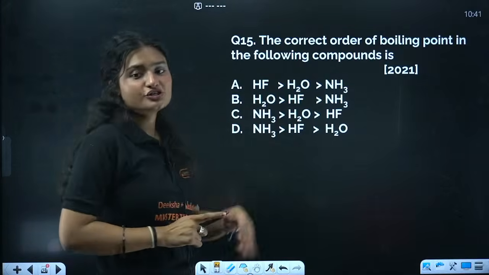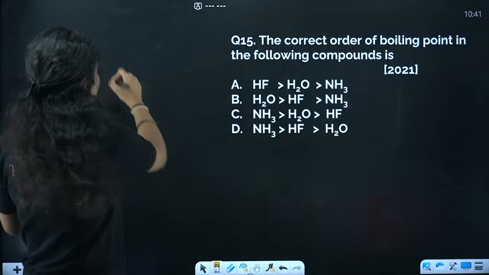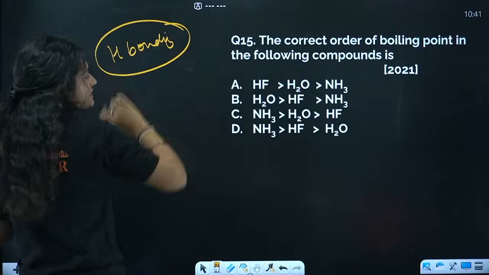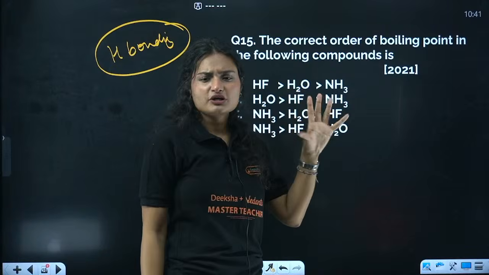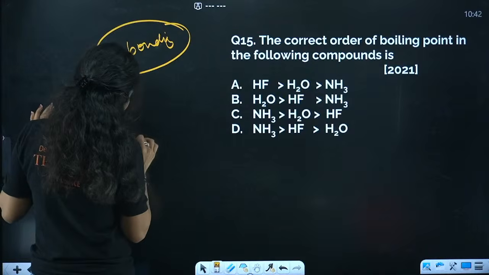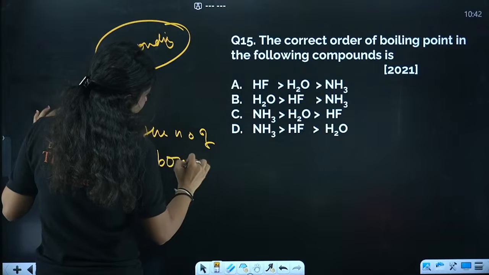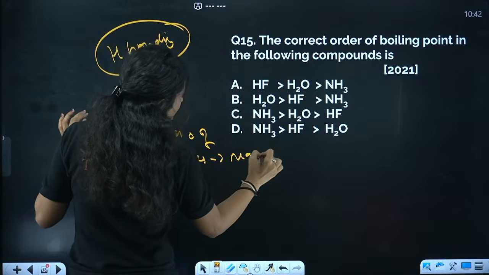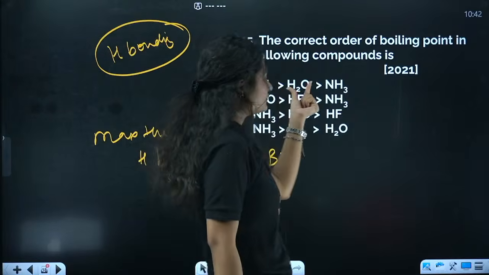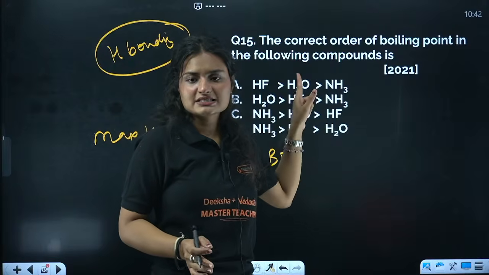15th question, the correct order of boiling point of the following compounds. Again, the boiling point here will depend on hydrogen bonding. Which forms the strongest hydrogen bonding? The maximum number of hydrogen bonds will give the highest boiling point. So here in HF, H2O, NH3, which forms the most number of hydrogen bonds? That is H2O.